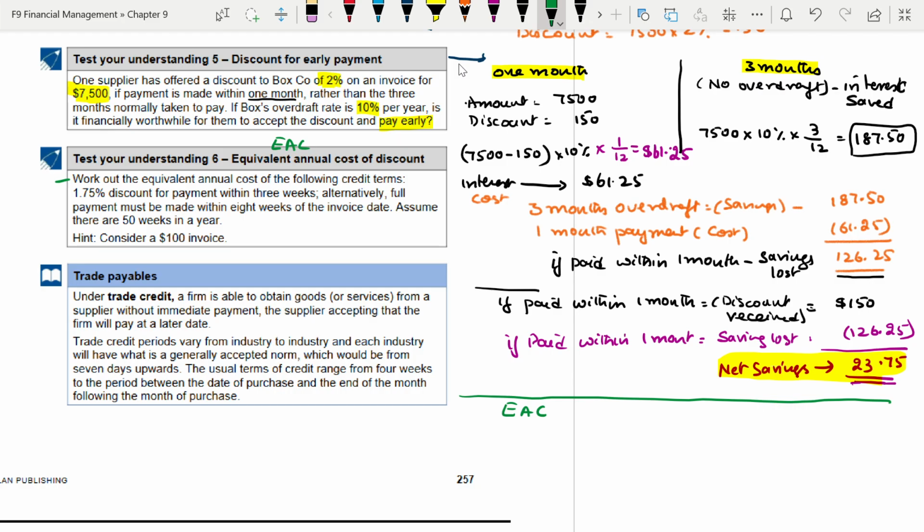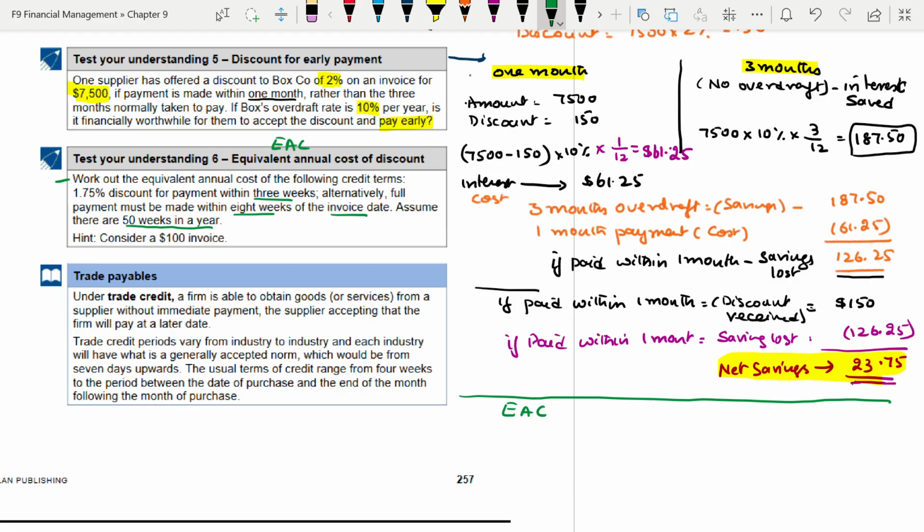1.75% discount for payment within 3 weeks. Full payment must be made within 8 weeks of the invoice date. Assume there are how many weeks in a year? 50 weeks in a year. How many weeks are there? 50 weeks in a year.